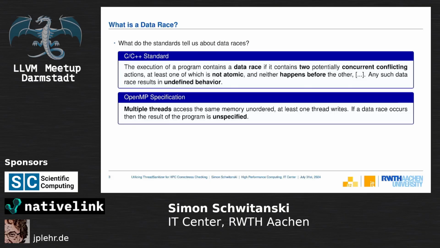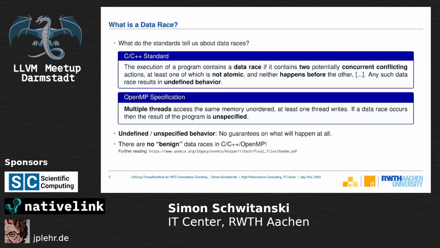And then if you have a look at the OpenMP specification, it's basically the same. It says, multiple threads access the same memory unordered, at least one thread writes. If a data race occurs, then the result of the program is unspecified. Okay. What I said is, undefined, unspecified behavior means there are no guarantees on what will happen at all. And what's really important is that some developers sometimes talk about benign races. And there are no benign races. So each data race that you have in your code in C, C++, OpenMP is harmful in the end, or can be harmful depending on the platform and things like that.